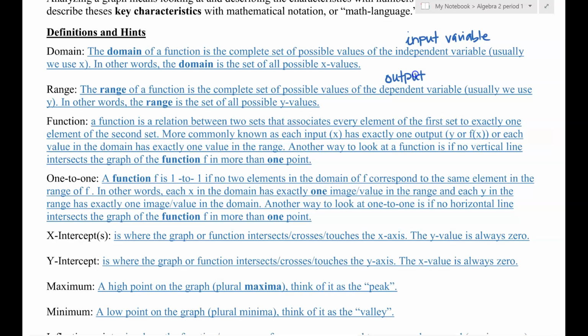A function is a relation between two sets that associates every element of the first set to exactly one element of the second set. Okay, so this is a keyword right here. More commonly known as each input, which is x, has exactly one output, which is y, or sometimes we use f of x to represent the output. Each value in the domain has exactly one value in the range. Another way to look at a function is if no vertical line intersects the graph of a function, sometimes we call it f, in more than one point.